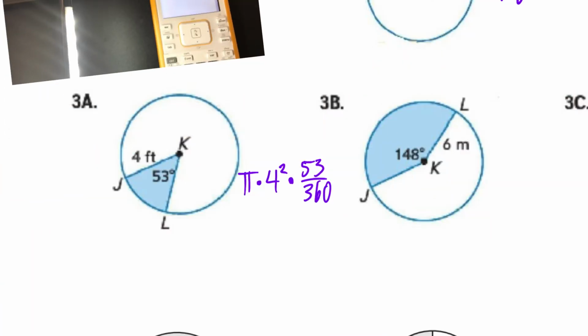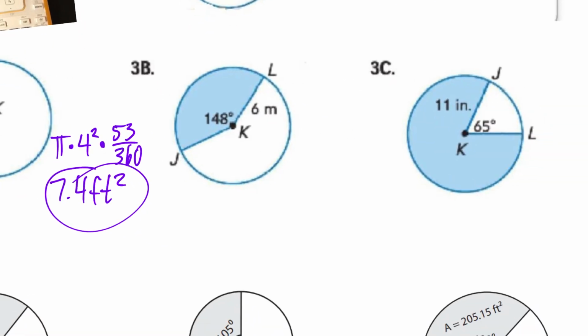On the next one, it's going to be pi times 6 squared times 148 over 360. Which is going to be what? Yeah, that 5 is going to round that 9 up. That's going to round all the way up to 46.5.